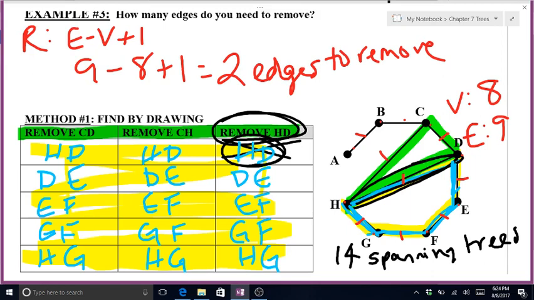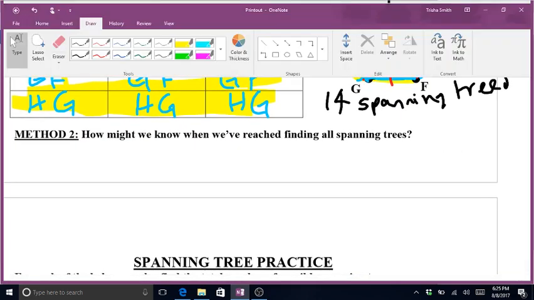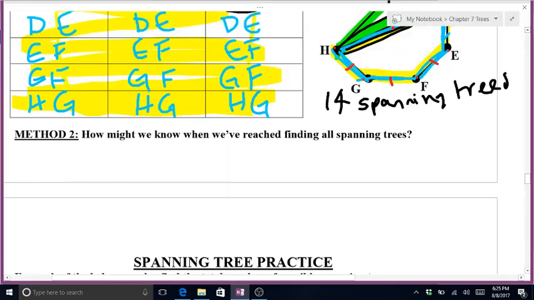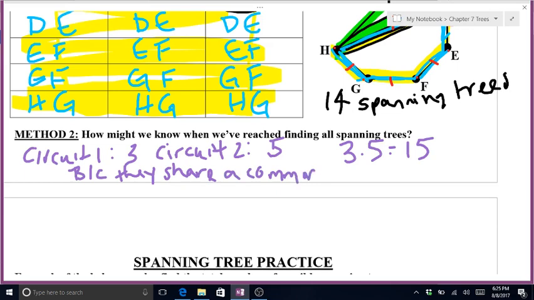Okay, so let me demonstrate what I mean here in method 2. When we talked last, we said, okay, we take circuit 1, which had 3, and circuit 2 has 5 this time, so 3 times 5, that should give us 15. But because they share a common edge, we subtract 1. So 15 minus 1 gives us 14.